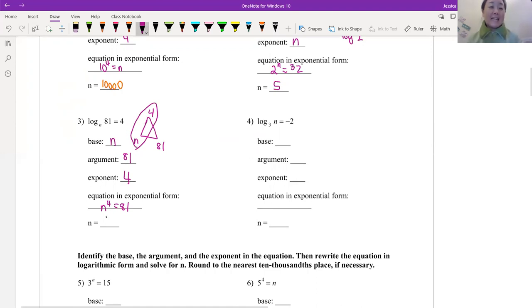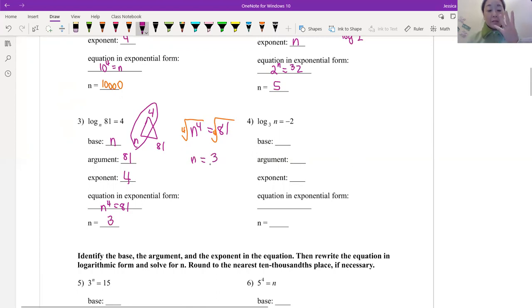And so yes, you can actually just think about it right here, or you can 4th root it, right? If you want to just go all algebraic about it, well, it's n to the 4th. So let's just take the 4th root. And you would get 3. Yeah, so your answer would have been 3.